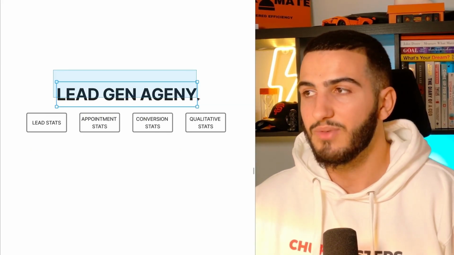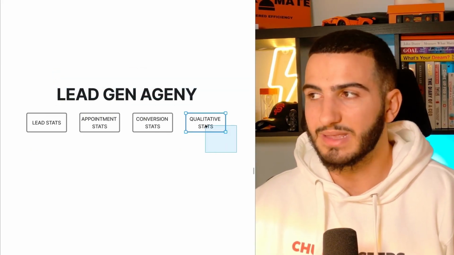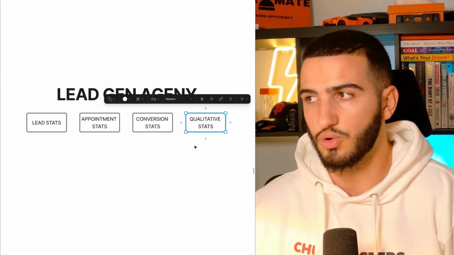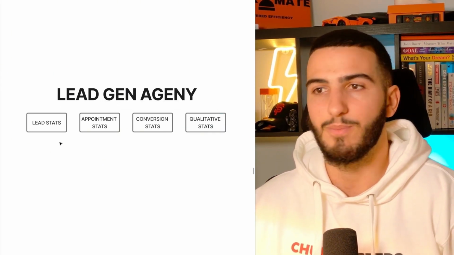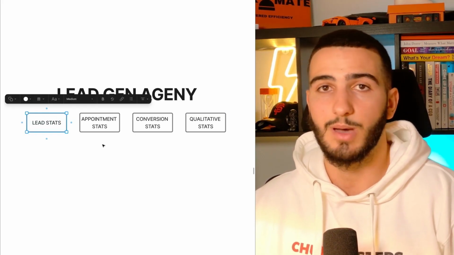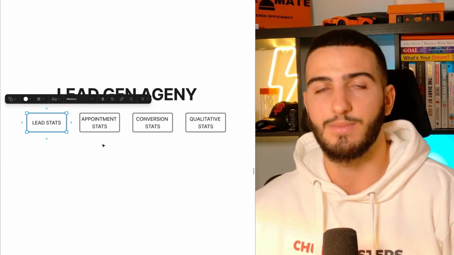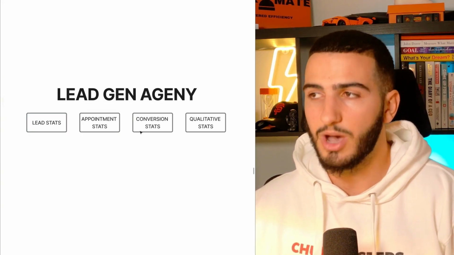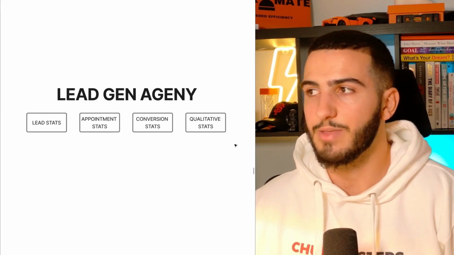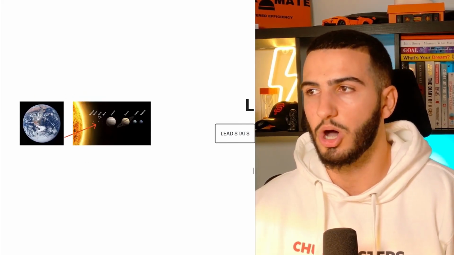So for example, let's say you have a lead gen agency. The qualitative side of things, like the conversations or analyzing your calls, is just one part of a much larger system which analyzes their lead stats. So how many leads have they gotten? Analyze the appointment stats. How many appointments have they gotten? How many appointments showed up? Analyze the conversion stats. So how many leads were converted? How many closes did they get? Anything like that. And again, this is just one piece in a much larger system.